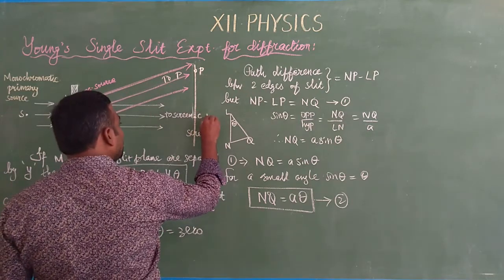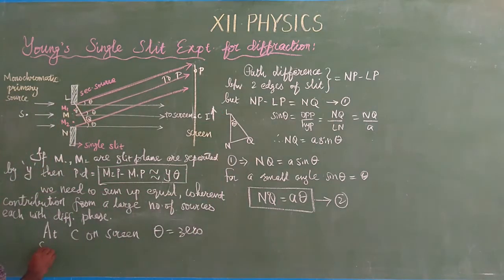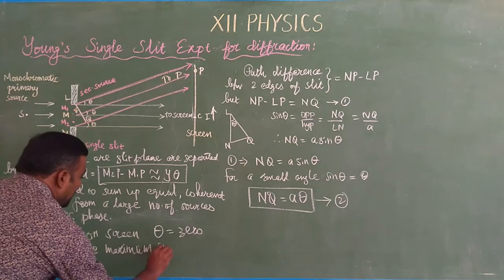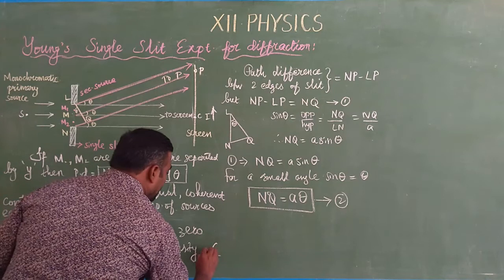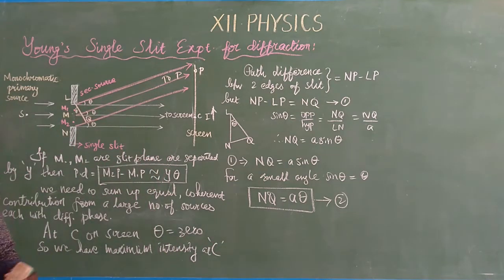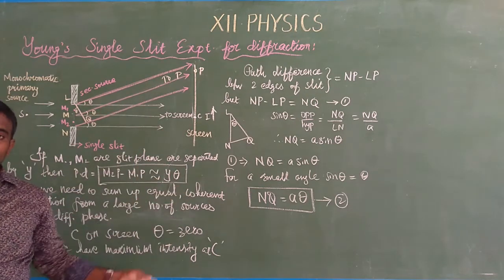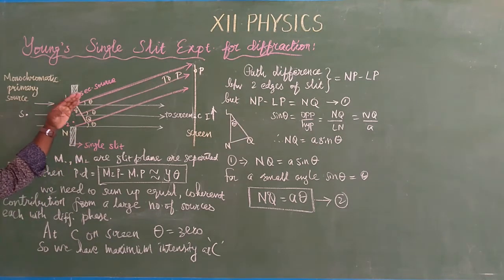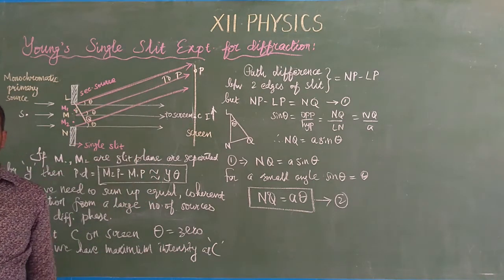So intensity is very high. So we have a maximum intensity at the center of the screen at C. Okay, so we have calculated the path difference. At the center of the screen, what is the intensity? That is maximum because there is no angle. So theta is 0 here at the center. So at the center we have a maximum intensity.